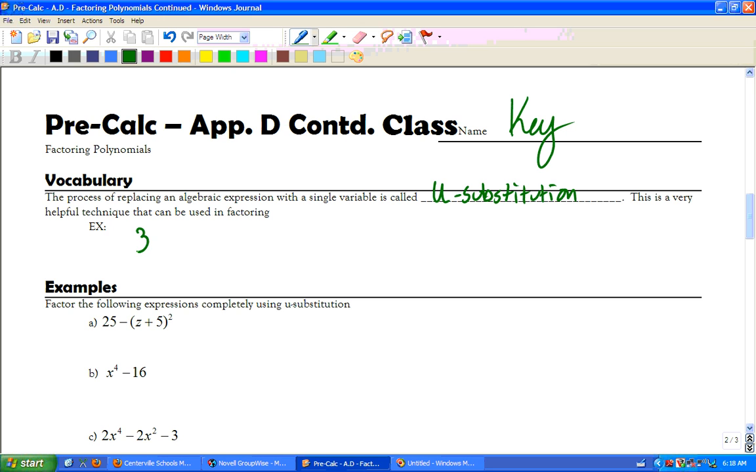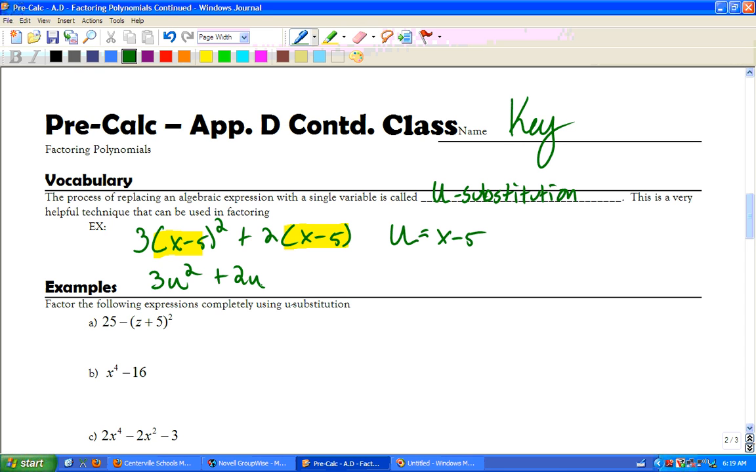A quick example is something like 3 times the quantity x minus 5 squared plus 2 times the quantity x minus 5. Although this one may be a little bit easier to see, there's a common expression here in x minus 5. Rather than trying to factor out that x minus 5, what we're going to say is u equals x minus 5. So now we're left with 3u squared plus 2u. Now this is a lot easier to factor. It's a single variable. We're going to pull out our single u, and we're left with 3u plus 2.